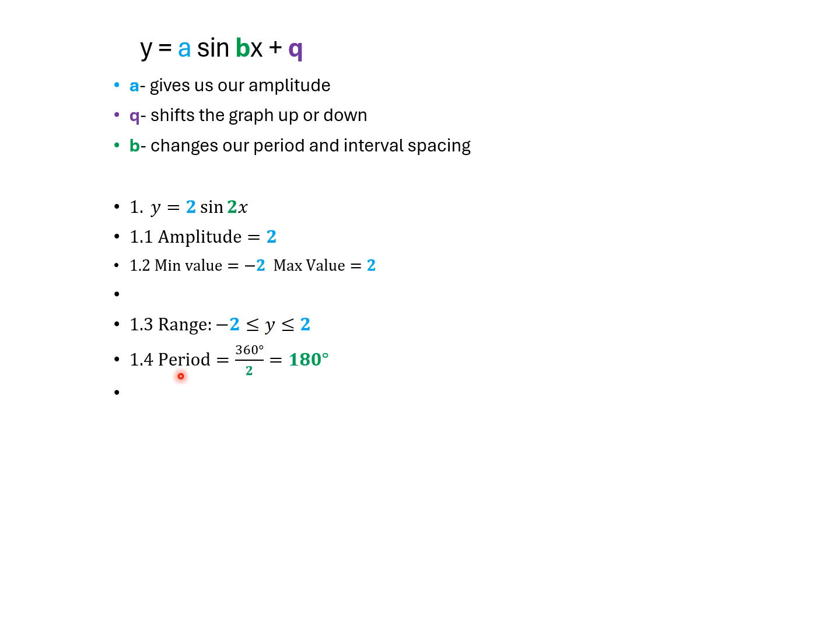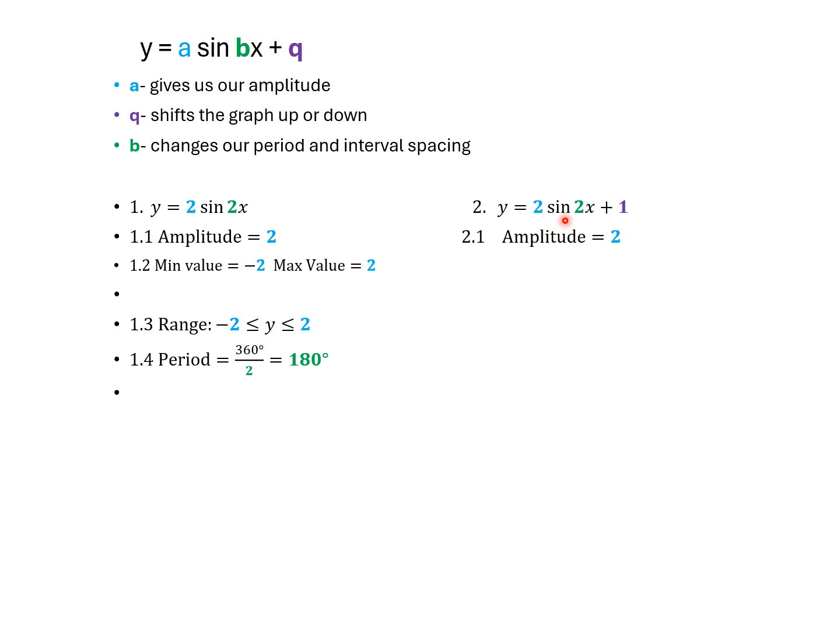So period: because I wrote 2x, normally a period of a sine graph, to draw one complete sine graph, would take 360 degrees. So if I write 2x, now it's going to become 360 divided by 2, meaning now I only need 180 degrees to plot a whole graph. Right, let's look at the second example.